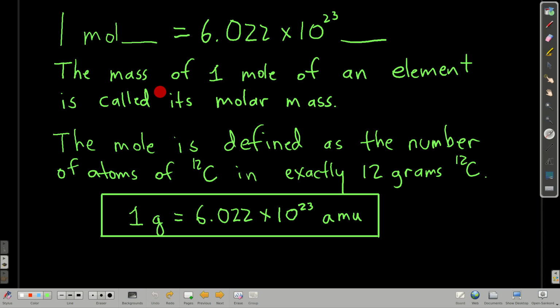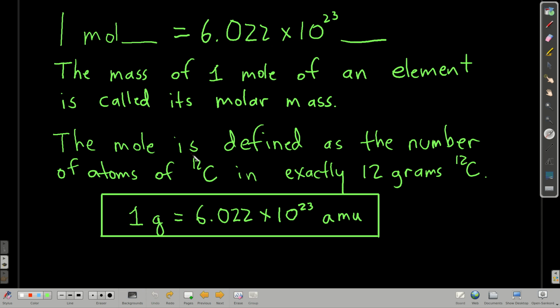The mass, how much 1 mole of something weighs, is called its molar mass, and typically we deal with elements and compounds. So the mass of 1 mole of an element is its molar mass. Now this number is called Avogadro's number, 6.022 times 10 to the 23rd. And where it comes from is the definition of a mole.